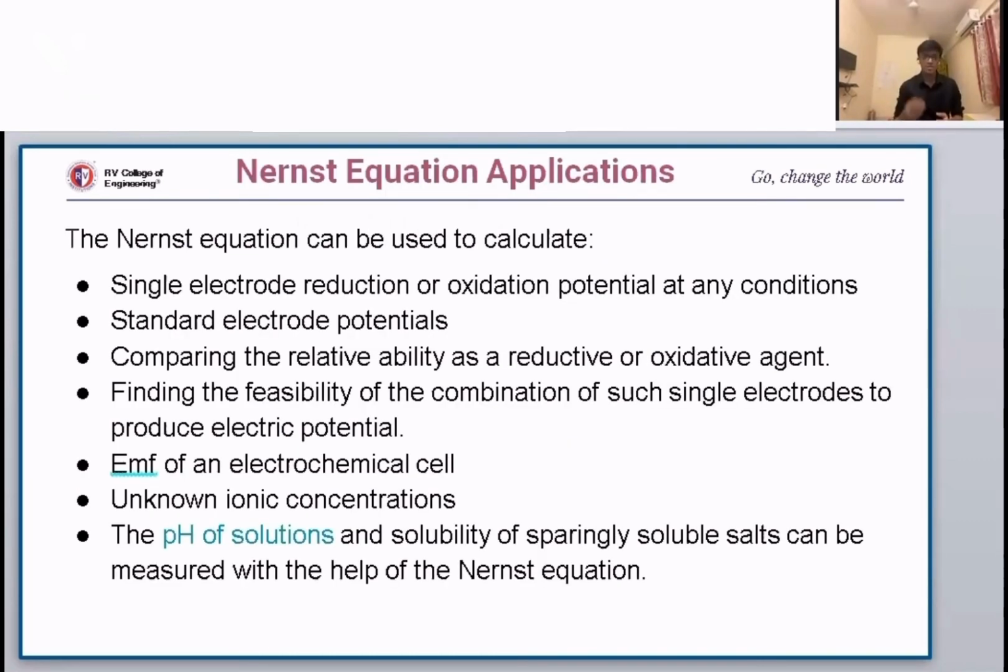Now here comes the Nernst equation and its applications. The Nernst equation is used to calculate the single electrode reduction or oxidation potential at any condition. It also helps to calculate the standard electrode potential. It compares the relative ability as a reductive or an oxidative agent, and finds the feasibility of the combination of such single electrodes to produce electric potential, the EMF of an electrochemical cell, unknown ionic concentrations, the pH of a solution, and the solubility of soluble salts.